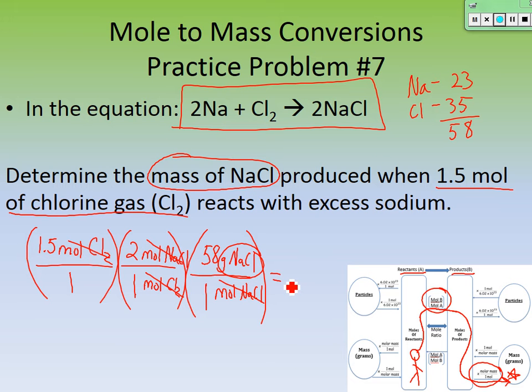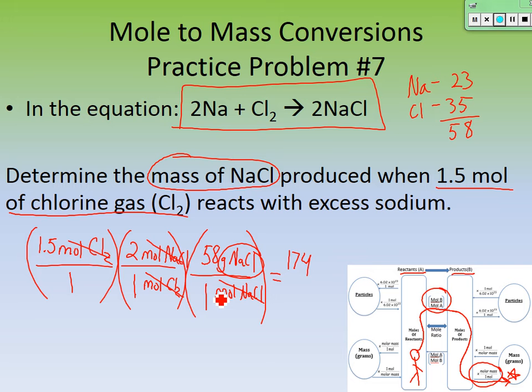It's just a math problem now. So let's times everything on top. 1.5 times 2 times 58. Okay, that's 174. Is that what you guys got? What do we have on bottom? 1 times 1 times 1? It's just 1, right?